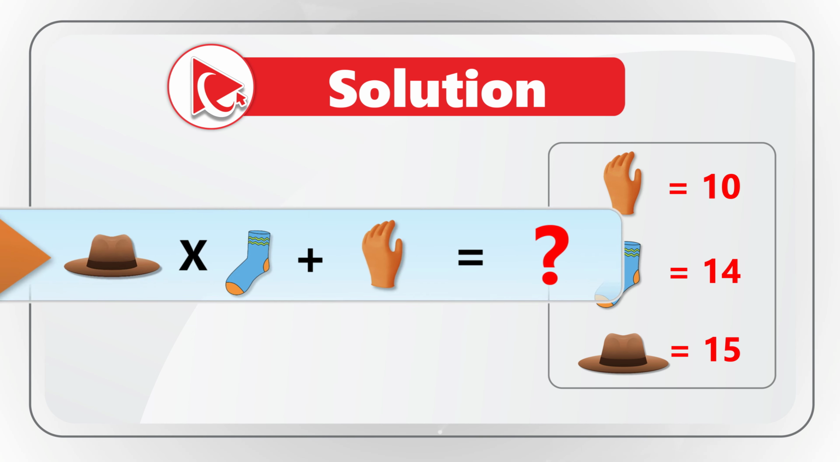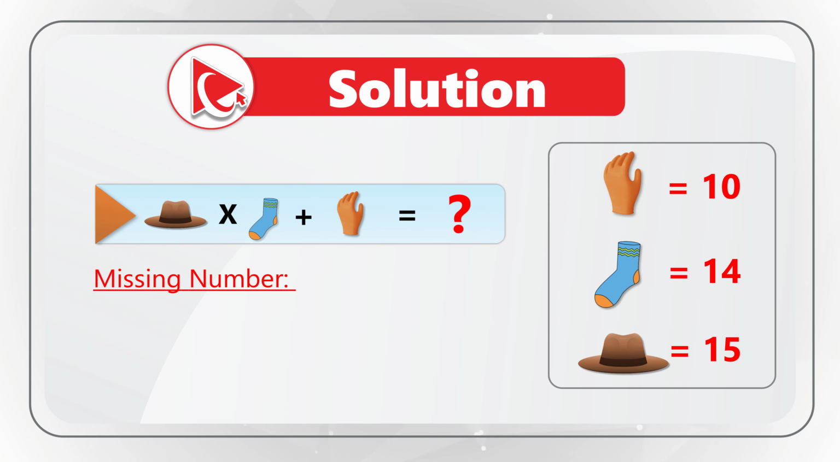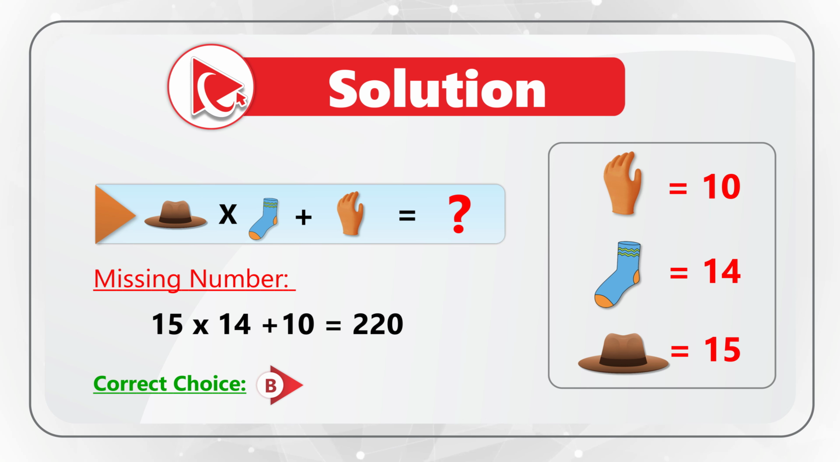Now we are ready to calculate the missing number. And to do that, we need to multiply 15 by 14, which would be equal to 210, and add 10. This is the value of hat multiplied by sock plus the value of glove. So the correct answer here is choice B, 220. Do you have a better way to solve it? Please make sure to share your observations and suggestions in comments.